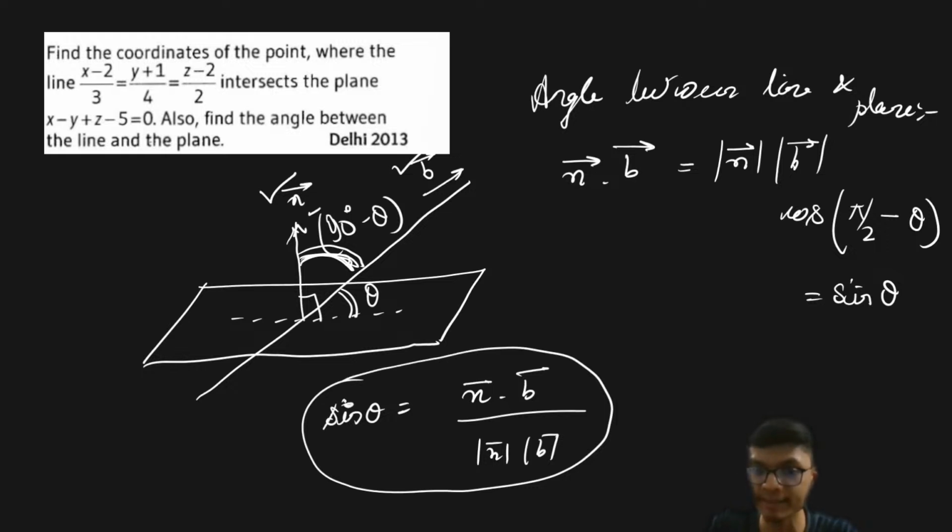So instead of cos theta, you will get sine theta. That's the only difference when you find the angle between a plane and a line. I hope this concept is clear. With this concept, you can definitely solve this problem, and let me know the answer in the comment section.